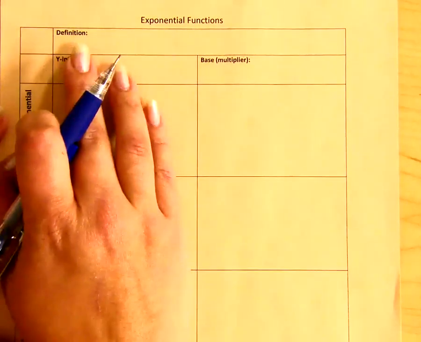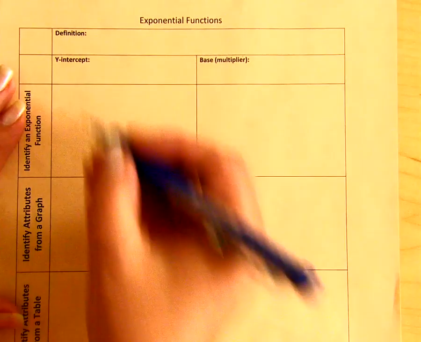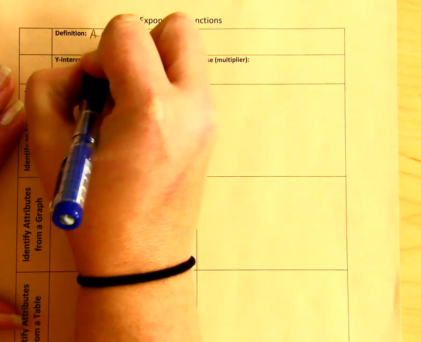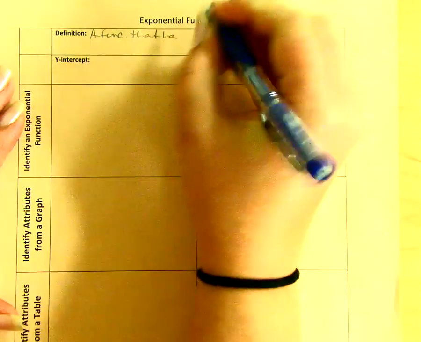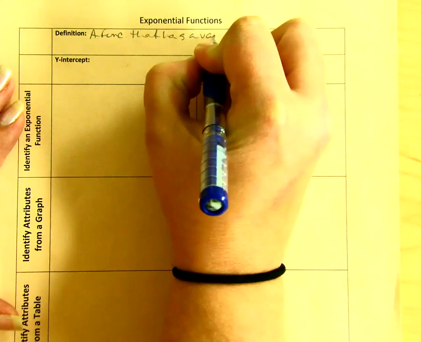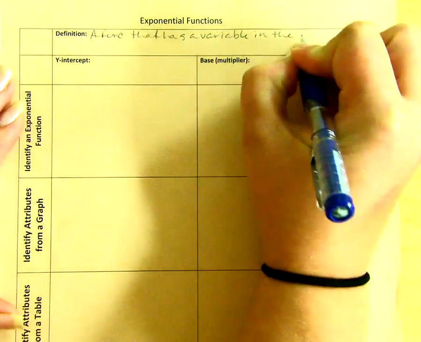Today we're going to talk about exponential functions and identify some key attributes. We're going to start with the definition of an exponential function. The definition of an exponential function is a function that has a variable in the exponent.